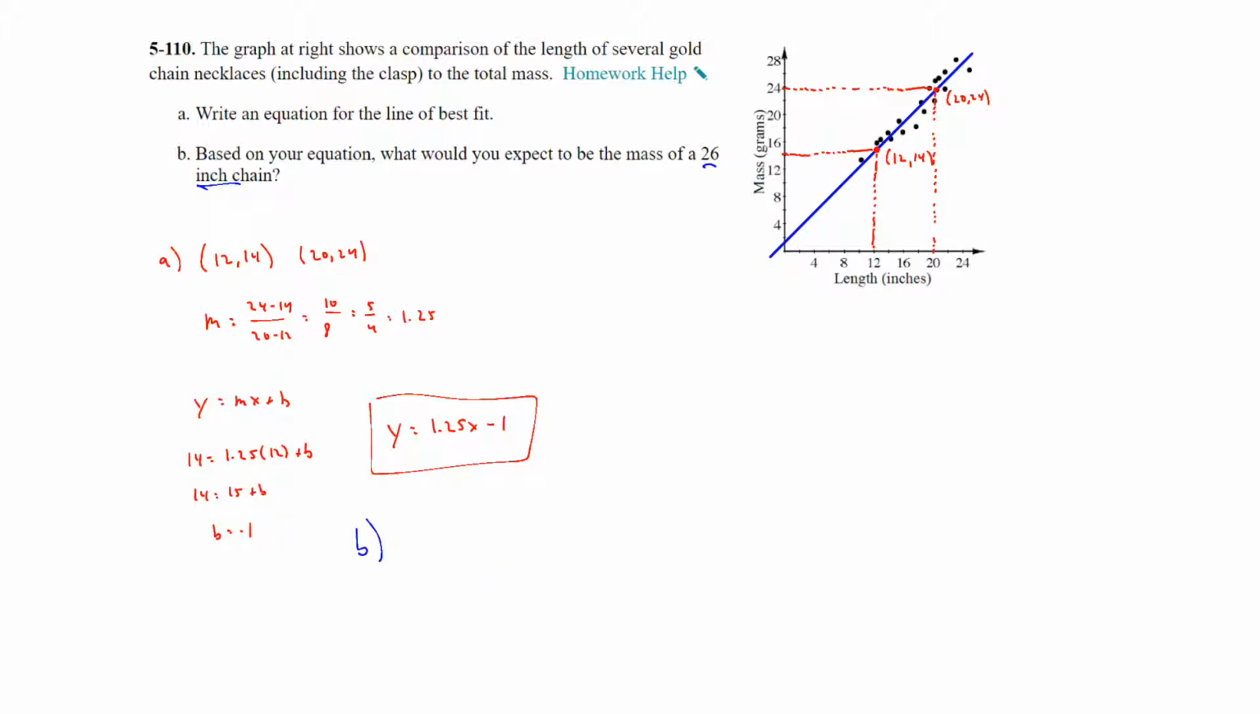My apologies. So it actually will be, instead of y, y equals 1.25 times a 26-inch chain, and then minus 1. So we have 1.25 times 26, and then we subtract 1 from it, and that would give us 31.5 grams. So sorry about that, but approximately 31.5 grams. Once again, it's all going to depend on what you made your line of fit and what points you chose to write your equation.